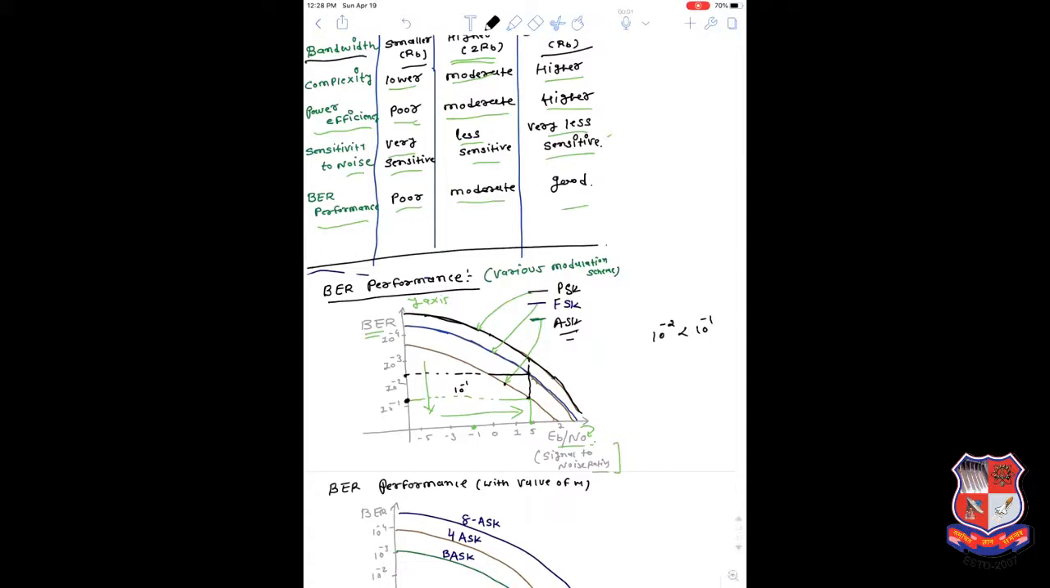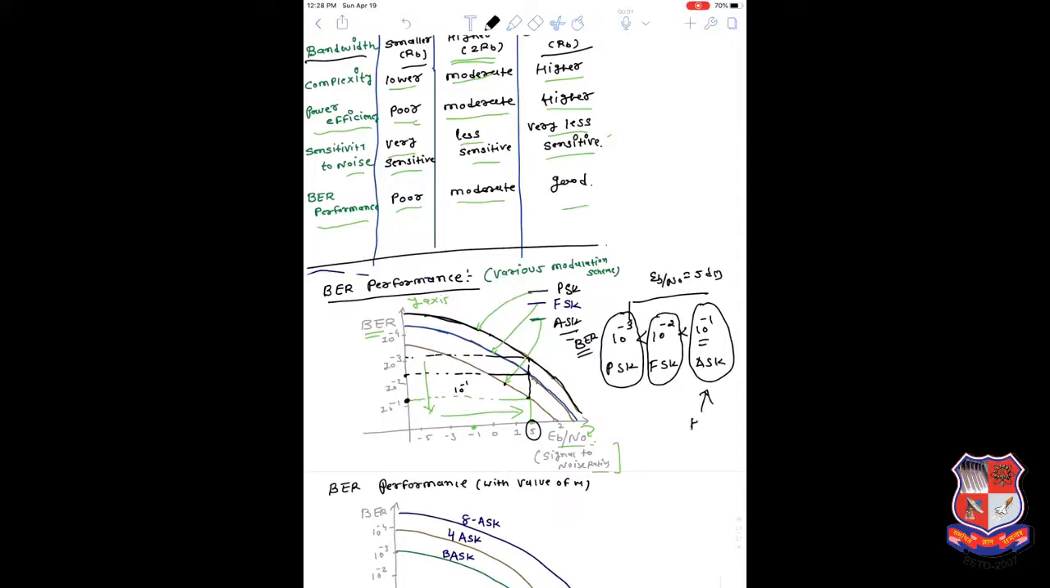And then here, for the same value of Eb/N0, if you plot here, we are getting a bit error rate that is even smaller than this. And this is all obtained at Eb/N0 equal to 5 dB. This is observed in case of ASK, this is observed in case of FSK, and this is observed in case of PSK. So that means PSK has the minimum bit error rate compared to FSK, and FSK has a lower bit error rate compared to ASK.